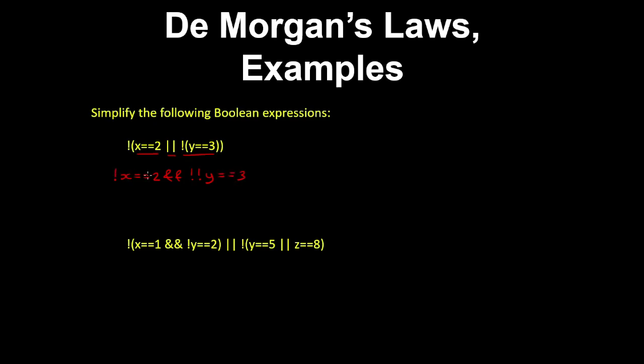So not x is equal to 2 is the same thing as x is not equal to 2, and two nots cancel each other. So we have y is equal to 3.